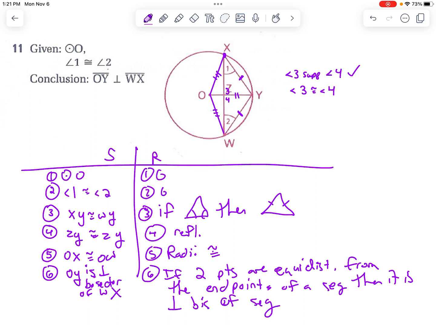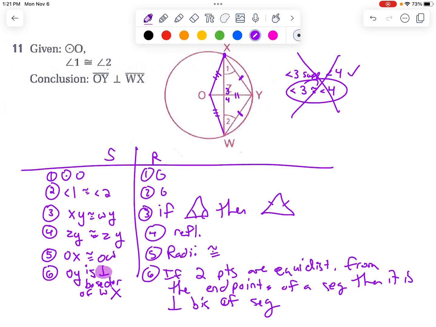So I actually went the complete wrong way. I wanted to get angle 3 congruent to angle 4, which I did not get. I still proved that it was perpendicular. Yes, I proved it was the perpendicular bisector, but I still proved that it was perpendicular, which means I'm done. I did not need that. I did not need this reflexive property one. And that's it, actually, because statement 3 and statement 5 proved it's a perpendicular bisector. And so I would be finished.